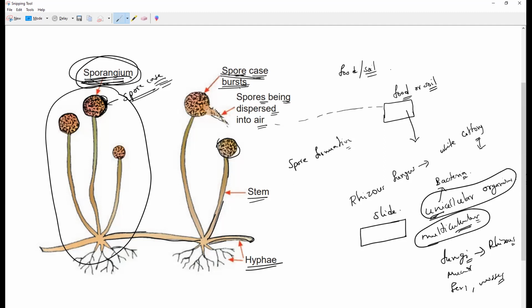So bread mold is one of the best examples of spore formation, and this diagram is also very, very important. The fine thread-like projections are called what? Hyphae. And the sporangium and the hyphae, you can see, are connected with the stem. That is how the bread mold looks.